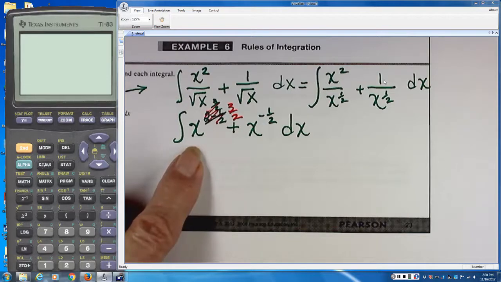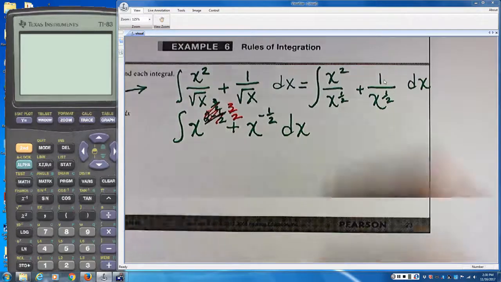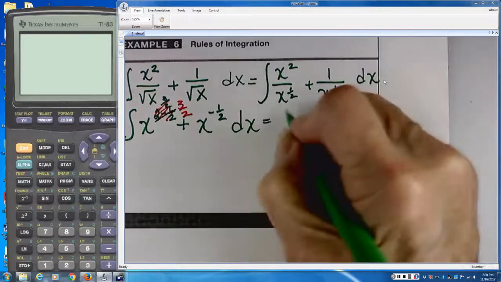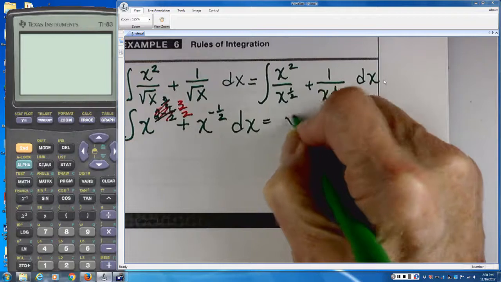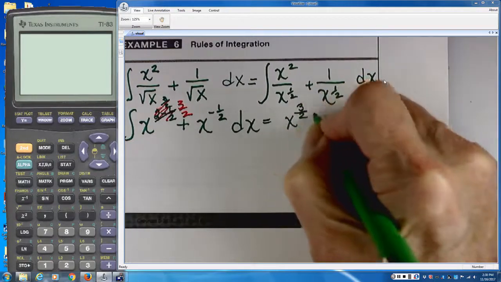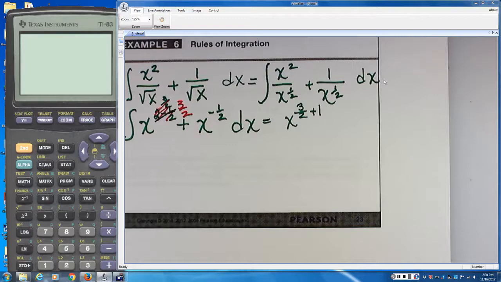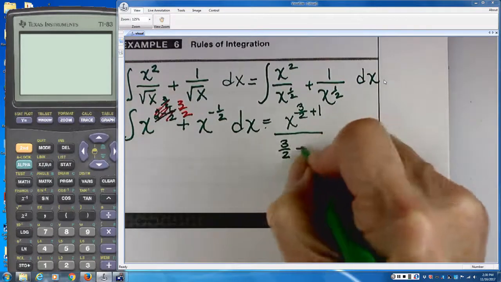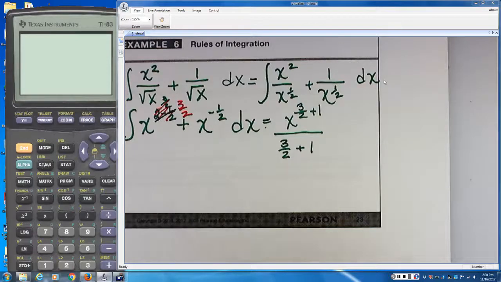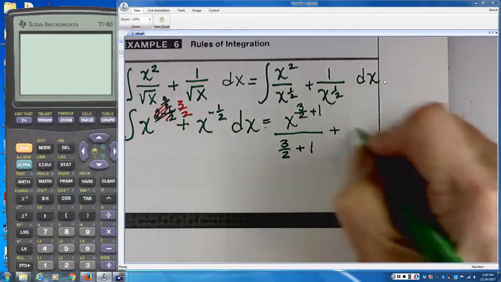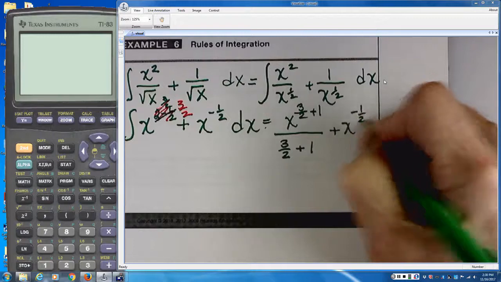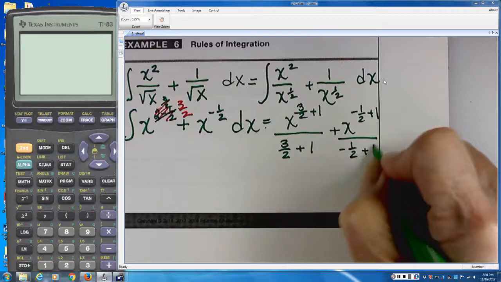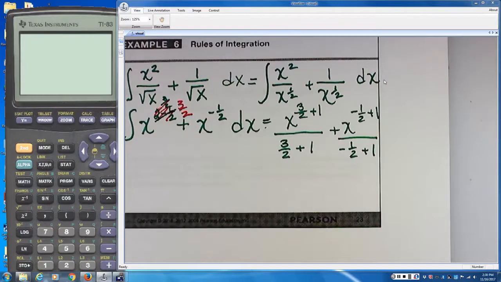So that means if we have x to the 3/2 power, the way that we do the integration is going to be x to the 3/2 plus 1 over 3/2 plus 1, plus x to the negative 1/2 plus 1 over negative 1/2 plus 1. And we'll worry about the constant in a few minutes.